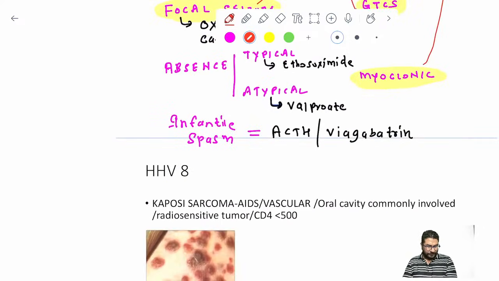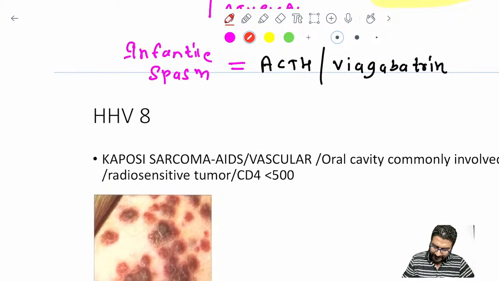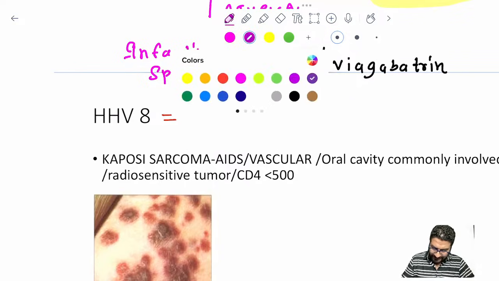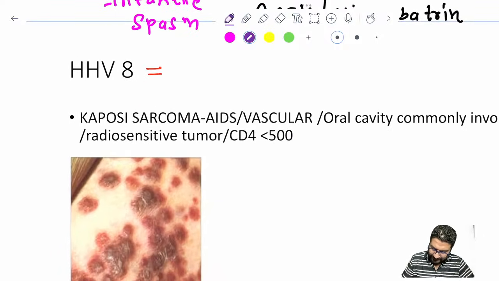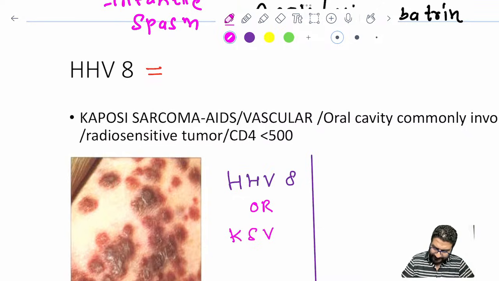Okay, now they ask you question on HHV8. HHV8 means this is like a Kaposi sarcoma virus. Now मुझे बताओ HHV8 से और क्या होता है? This HHV8, anything else it will cause? We also call this KSV. KSV means Kaposi sarcoma virus. So the first thing it will cause is Kaposi sarcoma.